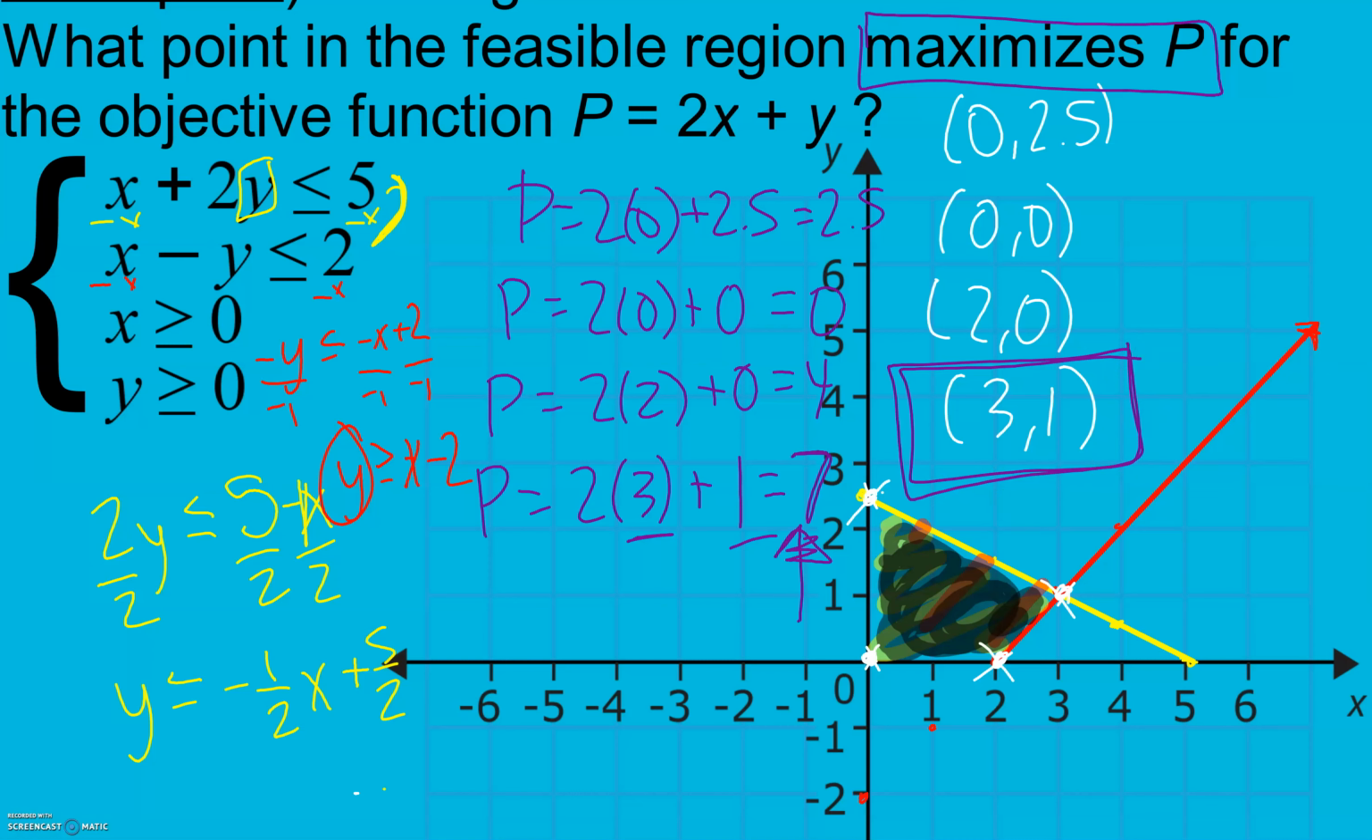So again, we graphed our inequalities, found our feasible region, picked our vertices, plugged them in, and found the one that did what we needed it to do. We needed it to maximize, so we picked the biggest one, which was 7, is the value of that, and the ordered pair, or the point where that happens, is (3, 1).